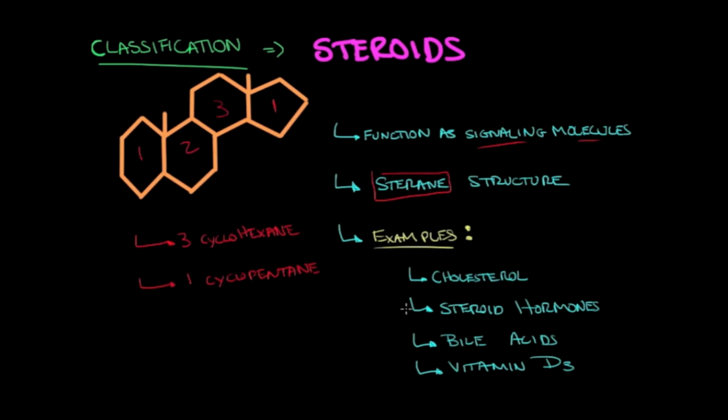And examples of steroids, you can find them in many forms, but they all have this sterin structure, keep that in mind. But the forms or the examples of steroids you can find are cholesterol and steroid hormones, for example, testosterone is a steroid hormone. And bile acids are also steroids or have steroids, and vitamin D3 is also part of this group.